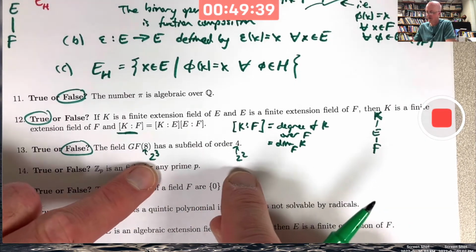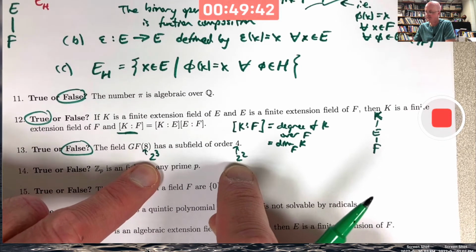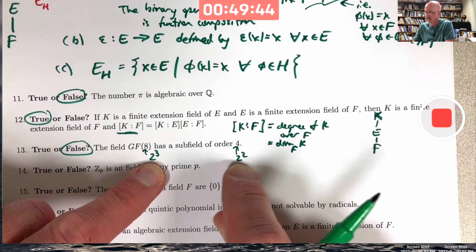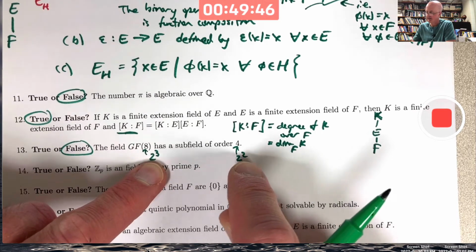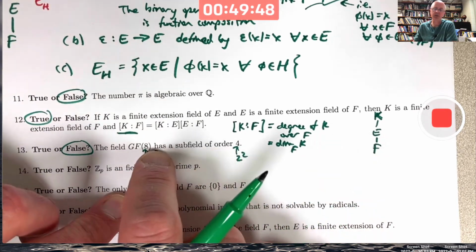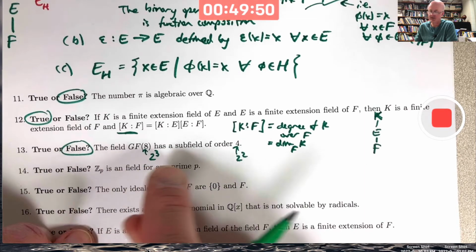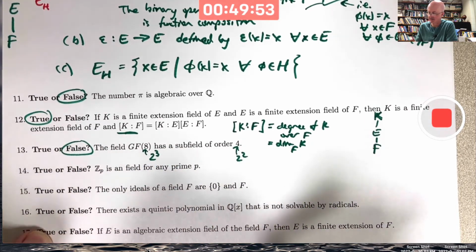You've got to look first: are the bases the same, the primes? Secondly, if they are, then you look at the exponents. Does the smaller exponent divide the larger exponent or not? If it does not, then the answer is no, there's no subfield. If it does, then there is a subfield.